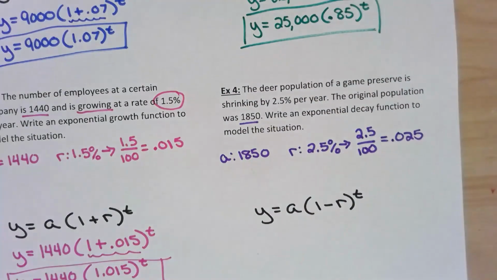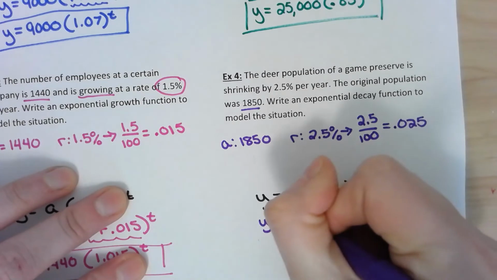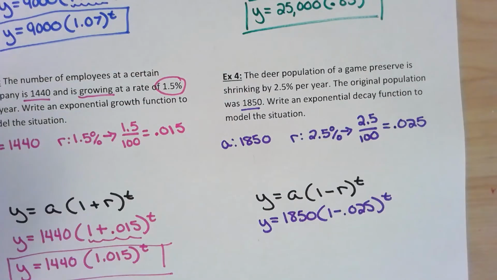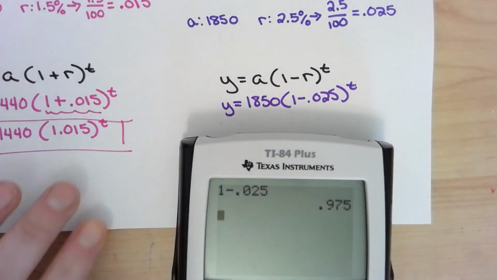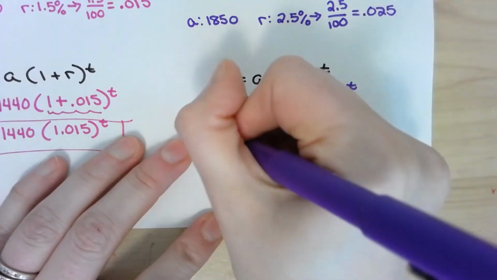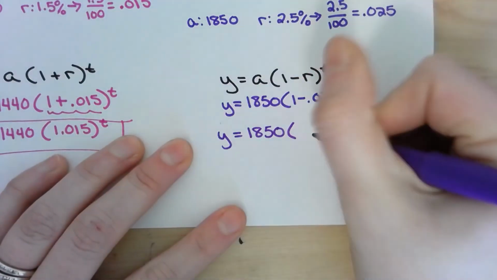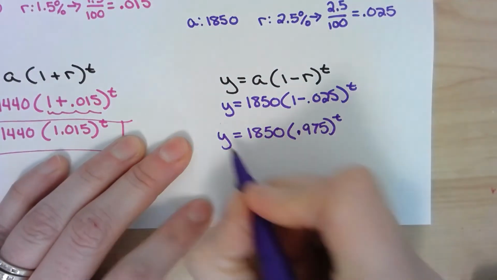So now I can plug this into my formula. Y equals 1,850 times 1 minus 0.025. And now I just need to let this simplify inside my parentheses. So when I type that in, I got 0.975. So y is equal to 1,850 times 0.975 to the t power. And that's it.